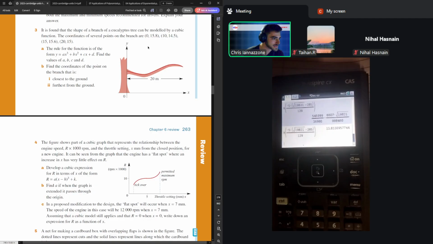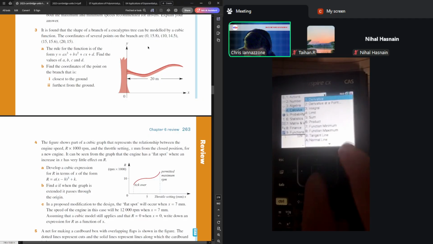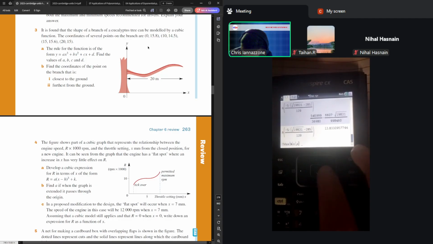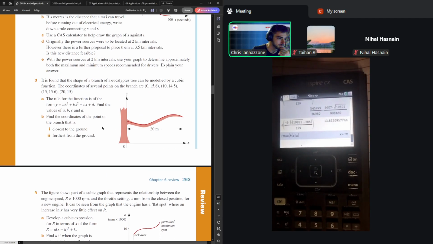I don't think we need to go through the working out for furthest from the ground. That would literally just be doing the exact same thing, but now we would do our fmax. So function maximum, syntax is exactly the same. Comma x. I know it's going to say infinity as well because we didn't set a domain there, but it's just the same procedure.